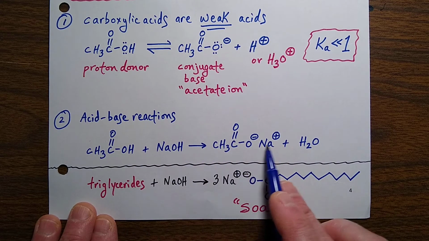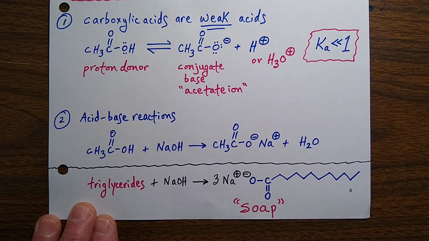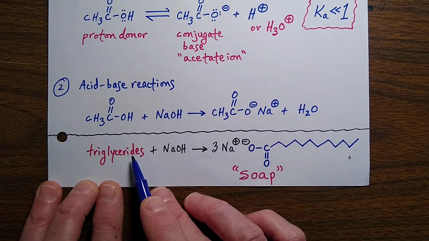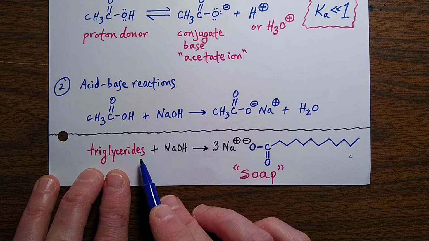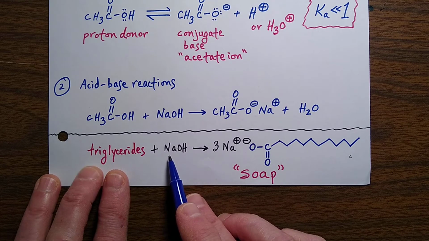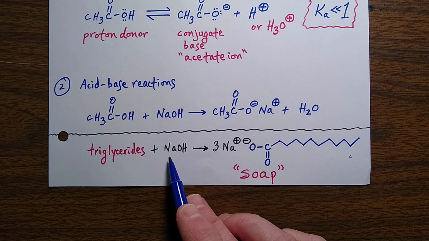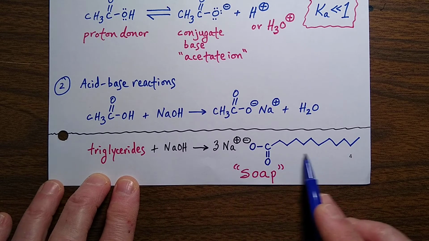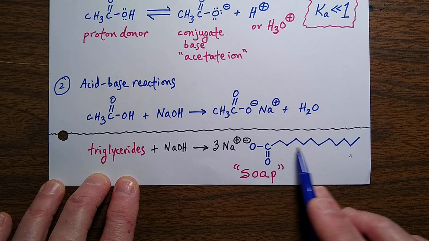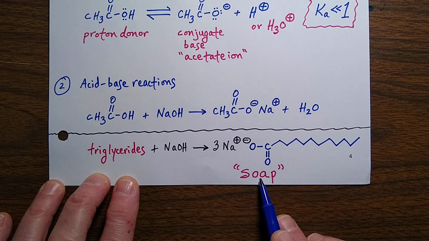This is a solid because it's an ionic compound. It has a very, very high melting point. Triglycerides, which are derivatives of carboxylic acids, will react with bases and form a derivative of a carboxylic acid called a sodium salt of a fatty acid, which is soap.